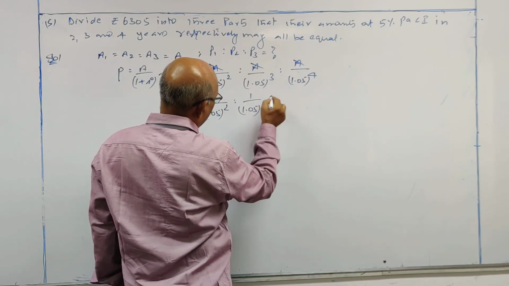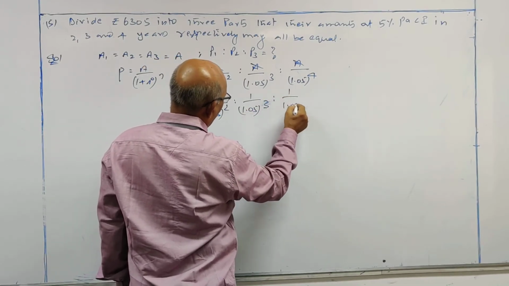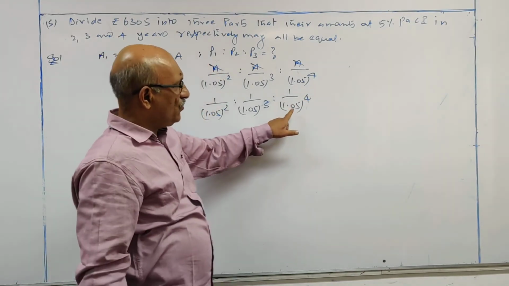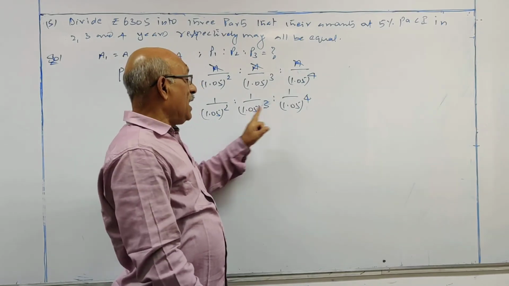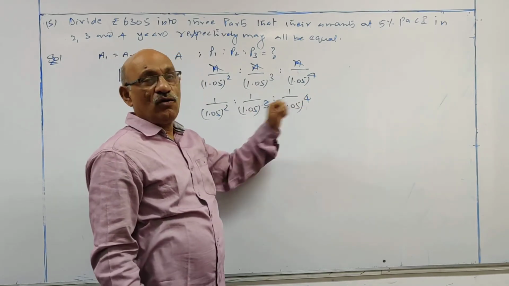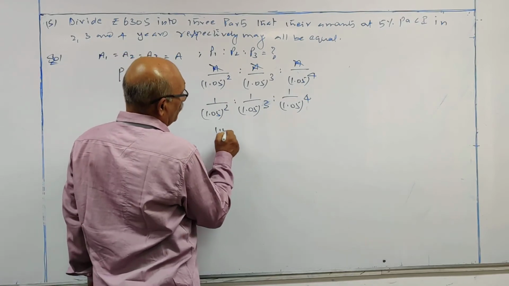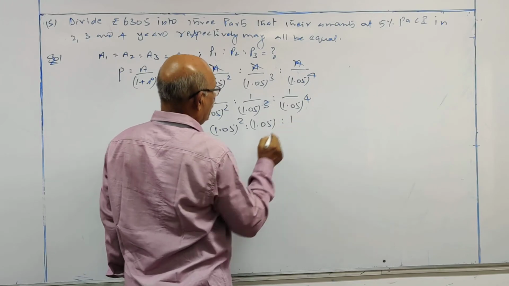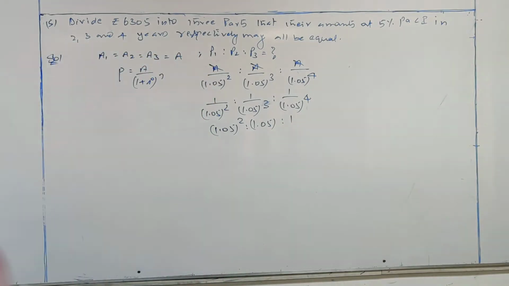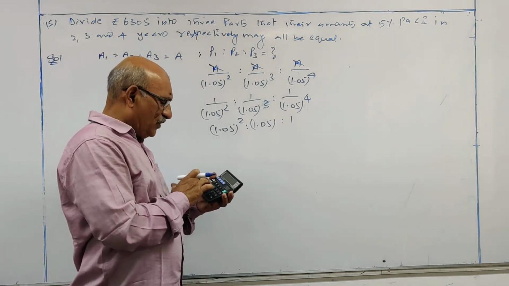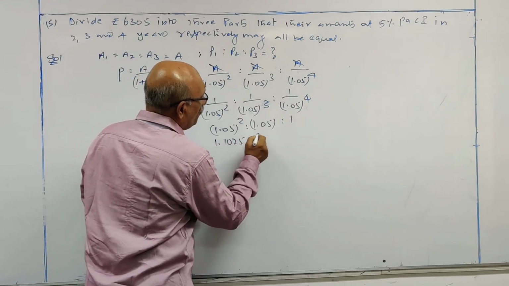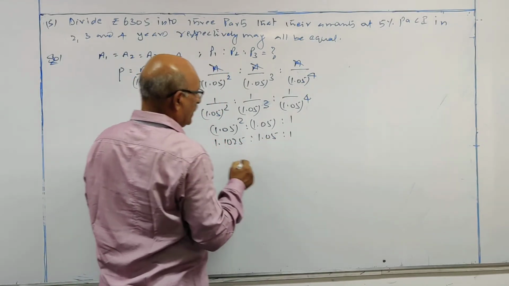Whole to the power of 3, 1 by 1.05 whole power 4. So dividing with 1.05 whole power, multiplying with 1.05 whole power 4, it is 1.05 whole square is to 1.05 is to 1. 1.05 into 1.05 is equal to 1.1025 is to 1.05 is to 1.